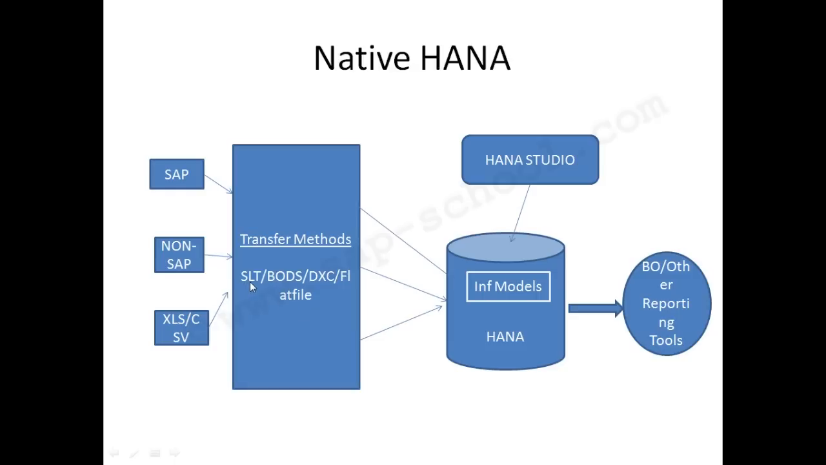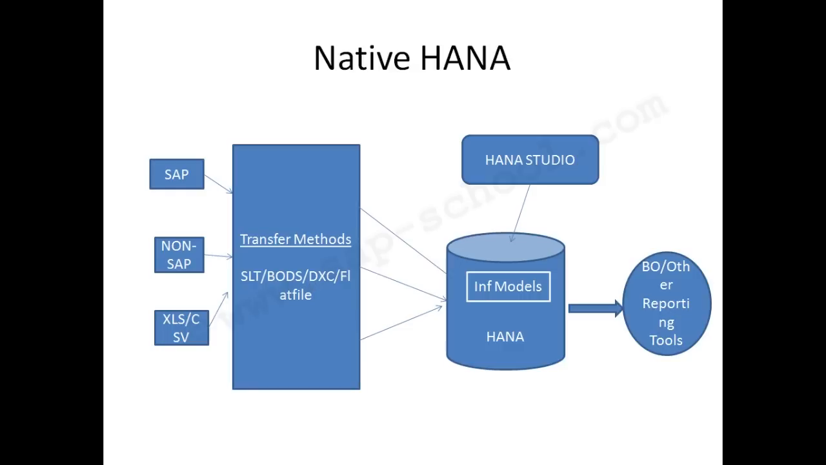SLT is nothing but the SAP Landscape Transformation. What it really does is table to table mapping. So whatever tables are in a database, it maps one to one into the HANA database. Then we have the Business Objects Data Services, which we use to transfer data as well.